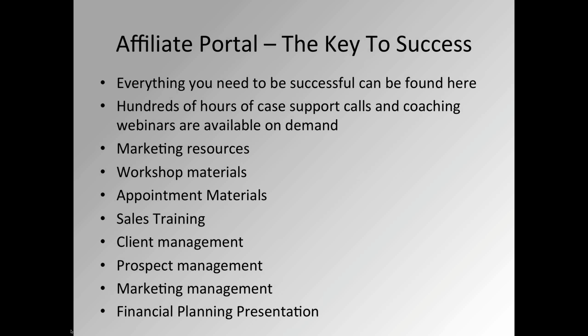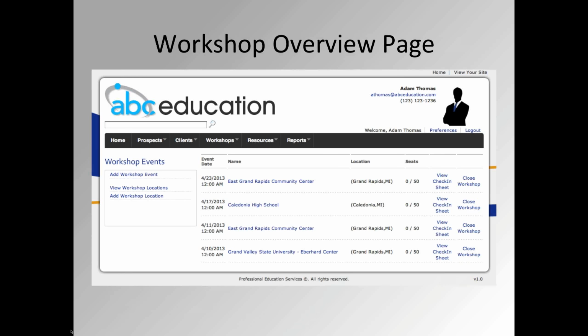So whether it's marketing materials or workshop materials, appointment materials, sales training, client management, all that really is included in the PES program. So you would have a portal, you would go on, set up different workshops, and you can see in this example that these are all preset for 50. So we normally have 50 seats available at a workshop. Sometimes we make it 25 depending on the location. And if it's filling up too quickly, we would simply add an additional workshop rather than expand the size. And again, that helps us to keep that 75 to 90% close ratio. And we would work with you on getting your workshops in your location.